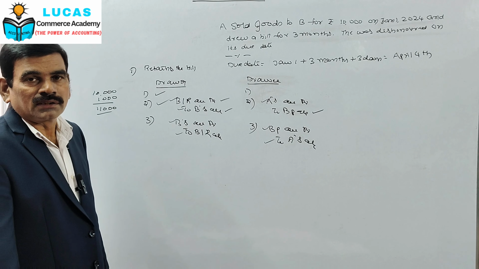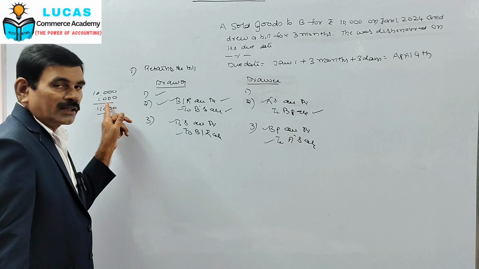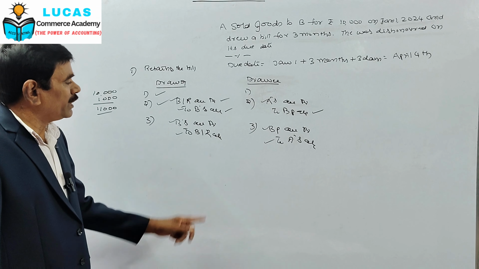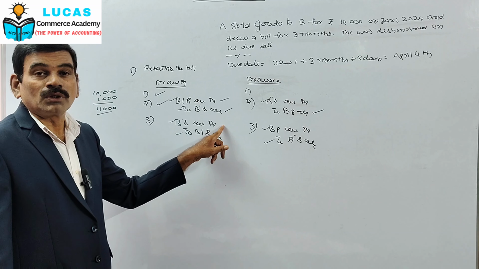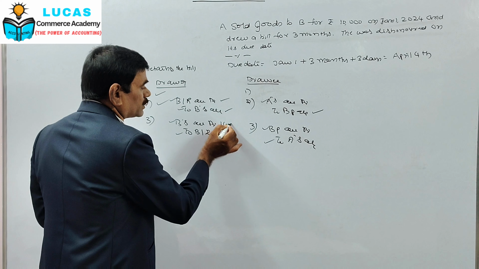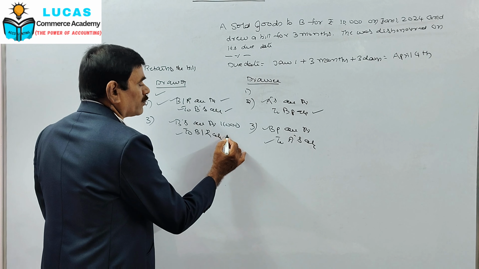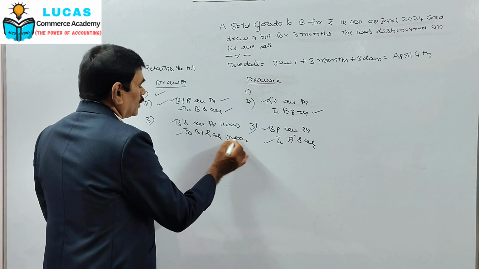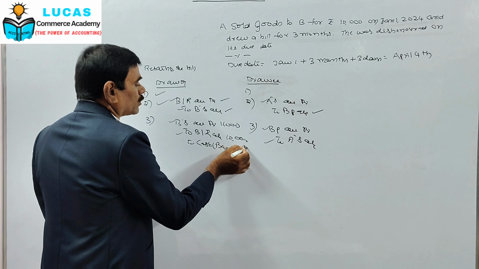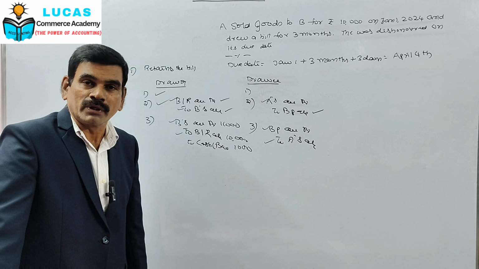In this case, how to pass journal entry? In third journal entry, we are taking noting charges. That means B's account debit. The total amount to be received from drawee is 11,000. So B's account debit 11,000 to bills receivable account 10,000 and to cash or bank account 1,000 rupees. So this is the journal entry for bill dishonored with noting charges.